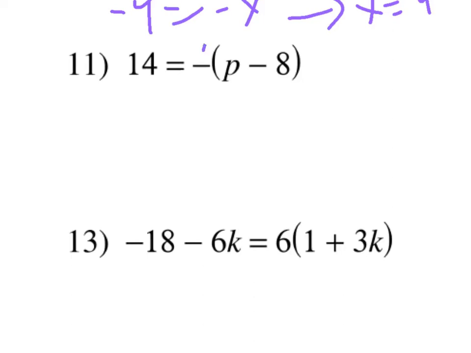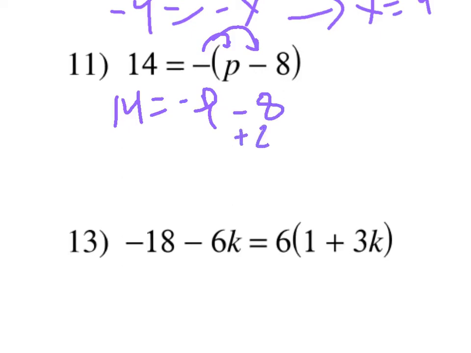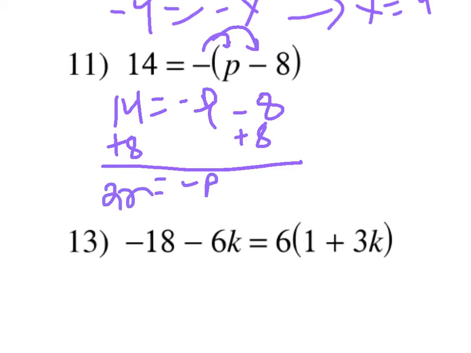Distribute the negative sign again. 14 equals negative p minus 8. Again, penmanship does not count. Plus 8. Organization does, though. Plus 8. Notice how I'm stacking my like terms. Negative 8 plus 8 is 0. It drops out. Negative p equals 22. Multiply each side by negative 1. P equals negative 22.